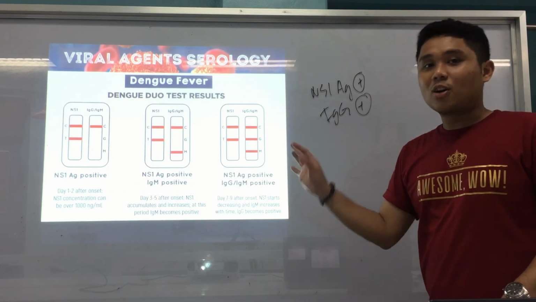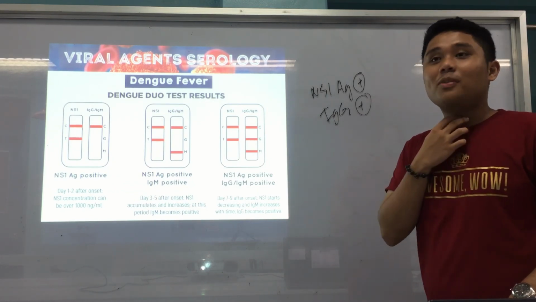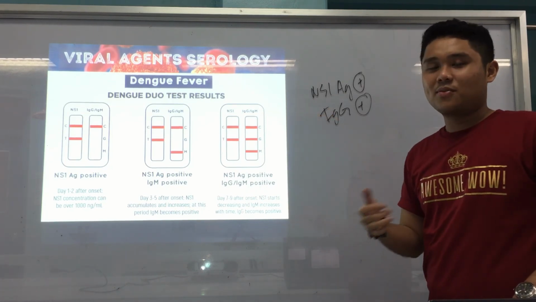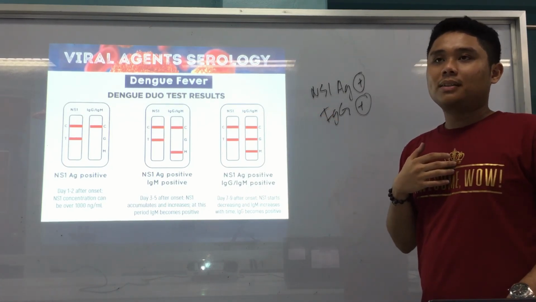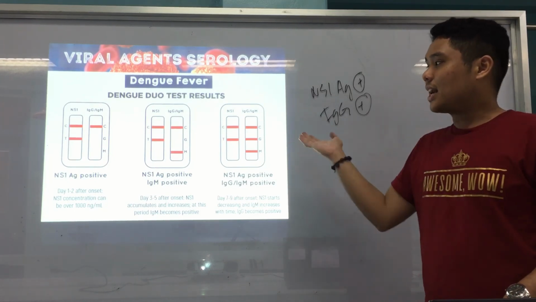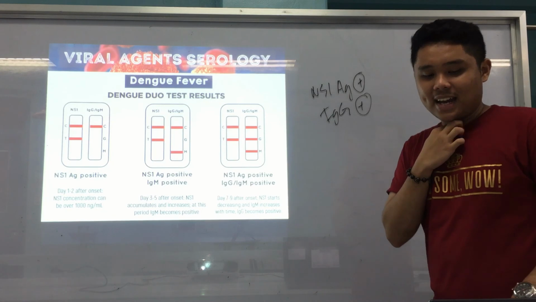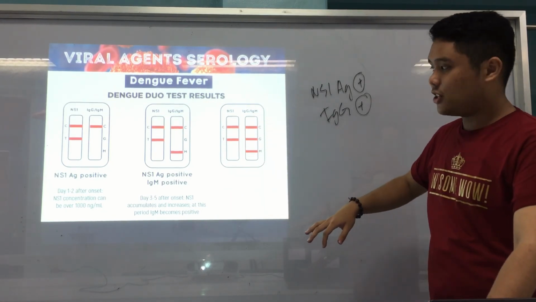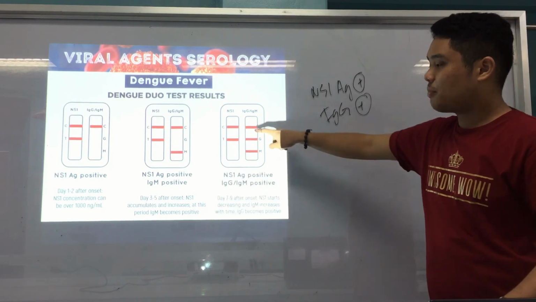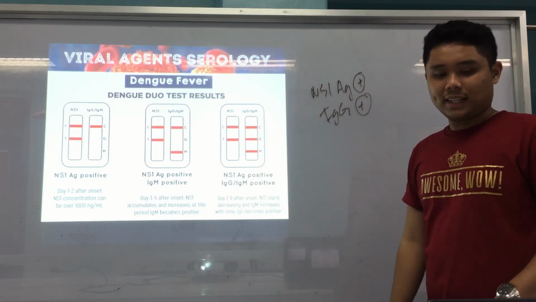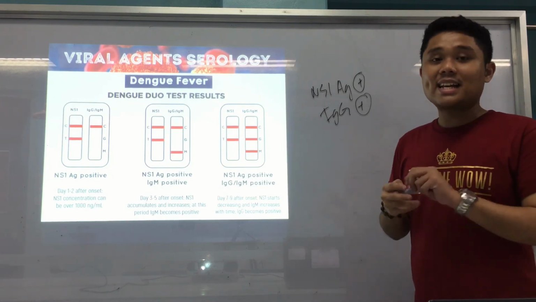So far, that's from my research. But in practice, I don't remember seeing NS1 positive with IgG positive. But I think it's possible, based on my search of the results in the dengue duo. Usually after this, the next result is IgG positive only. IgG positive only, which may persist for years for immunity. So basically, that's the dengue duo test.